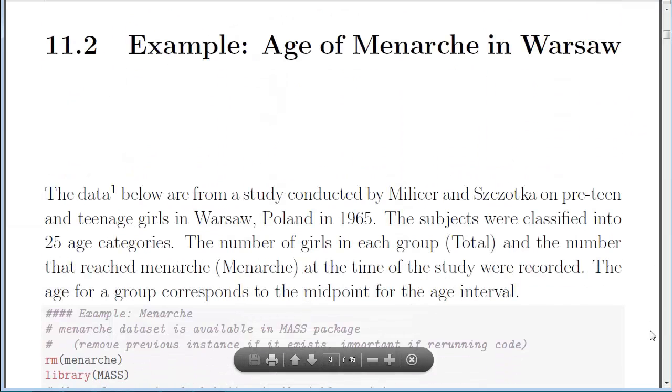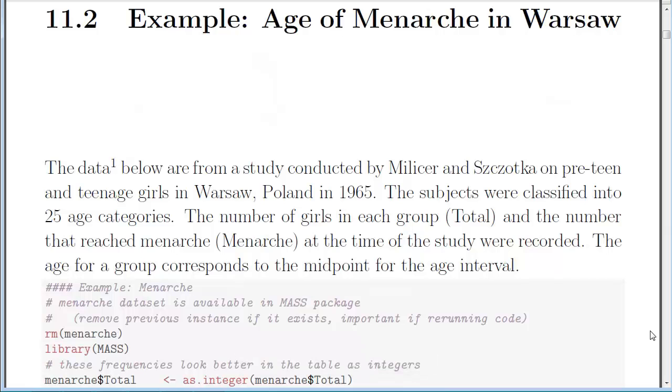All right, so let's look at an example that I really love because it demonstrates so beautifully a data set that follows a logistic sigmoidal curve. This data is from 1965 from Warsaw, Poland, where a couple of researchers asked preteen or teenage girls whether they had experienced menarche or not. Menarche is the time when a girl has her first period, as she starts her menses.